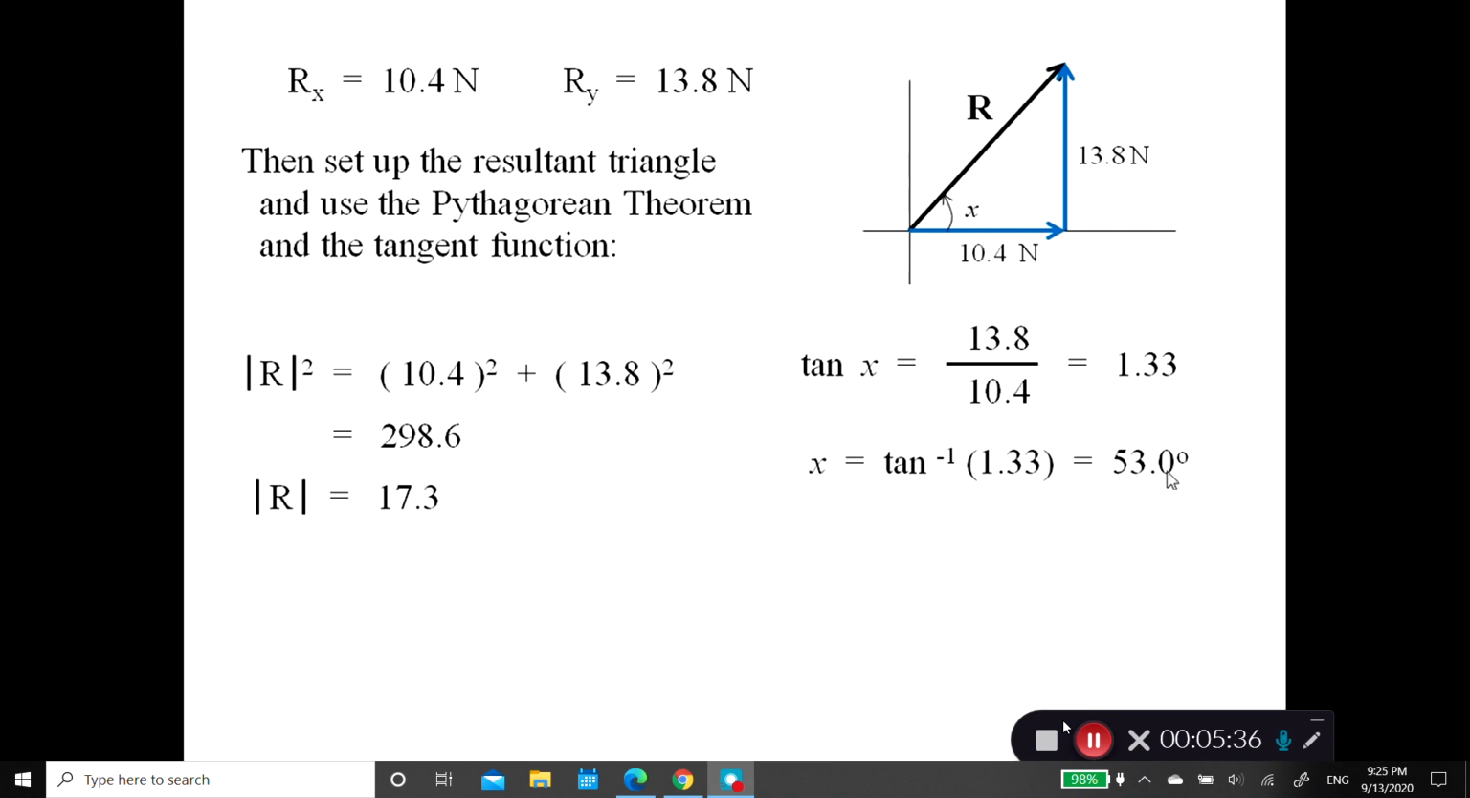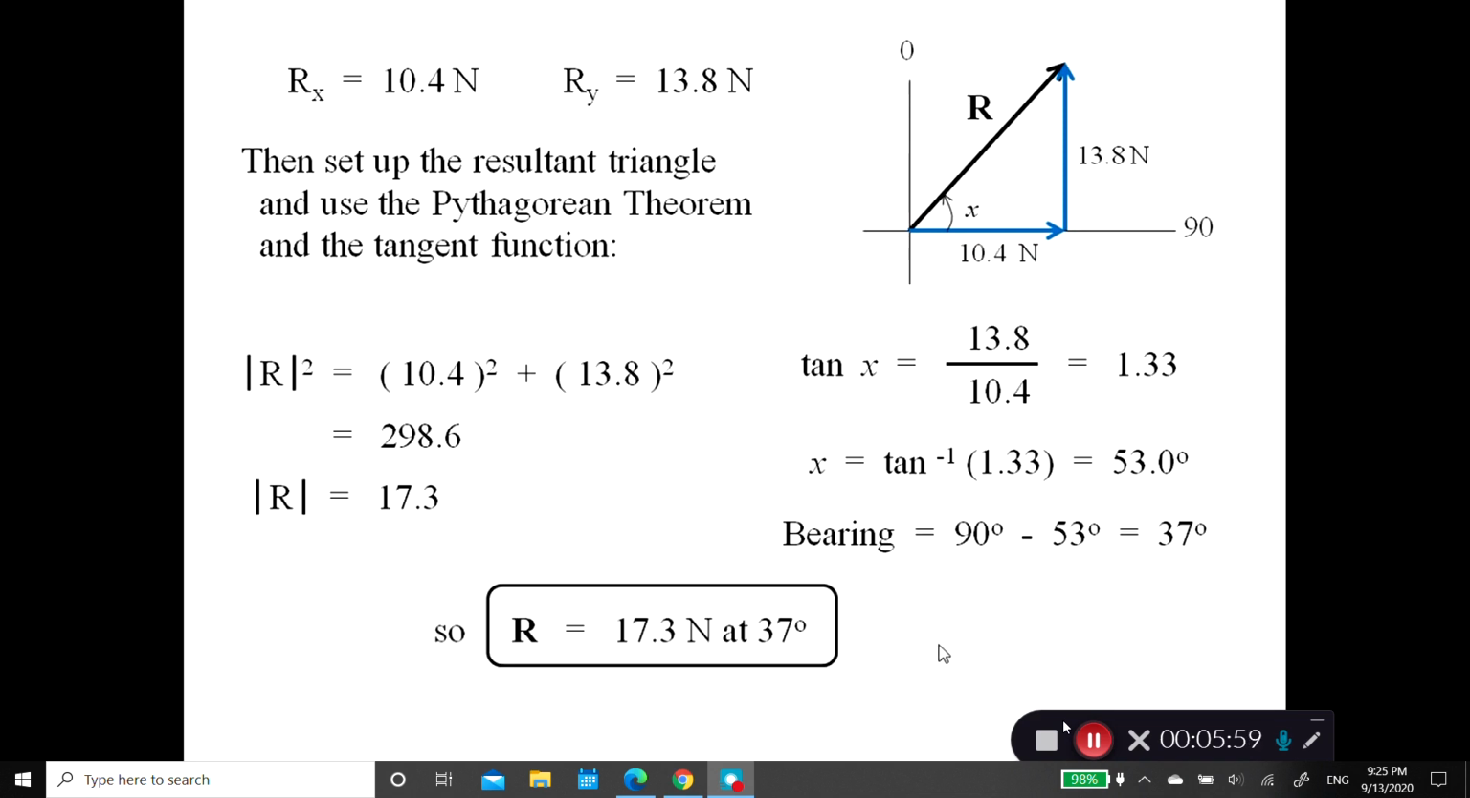Now, remember that north is 0 and east is 90. To find true bearing, we need to subtract this angle from 90, because I'm starting at 90 and going back towards 0. So we're going to subtract this 53 degrees from 90 to get 37 degrees. And then our final answer is that R is 17.3 newtons at 37 degrees. Okay, and that's the component method of finding a resultant.